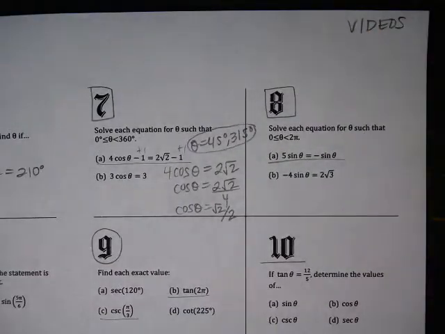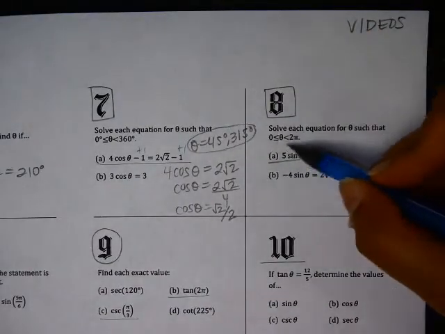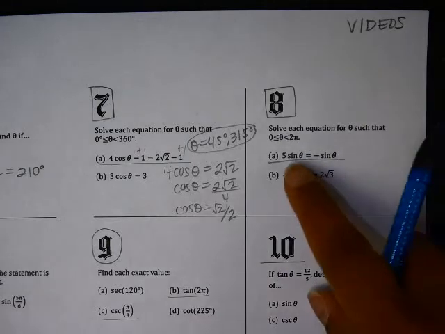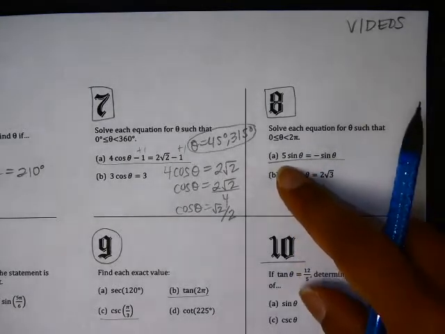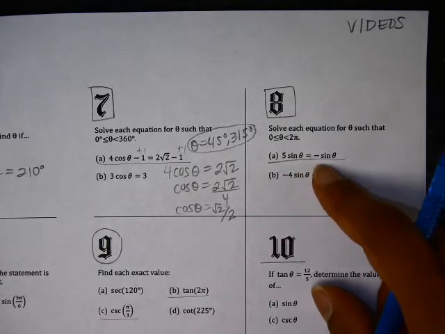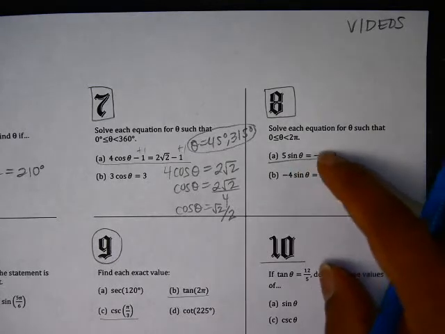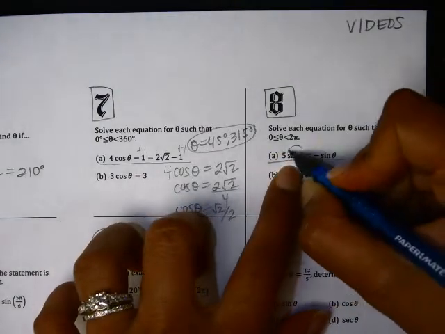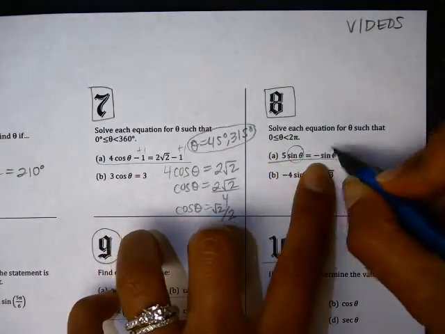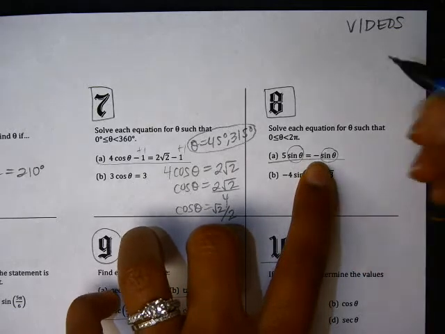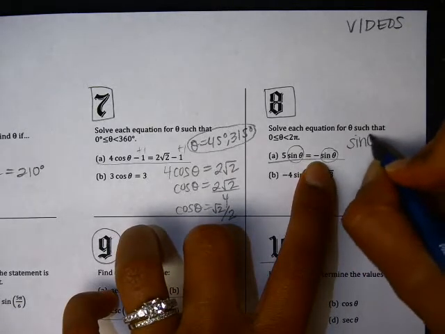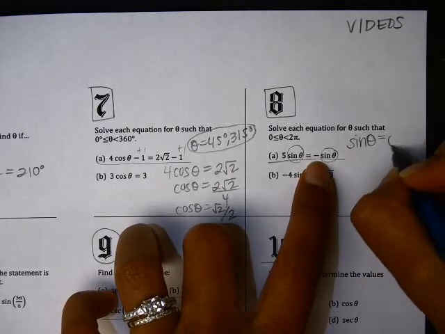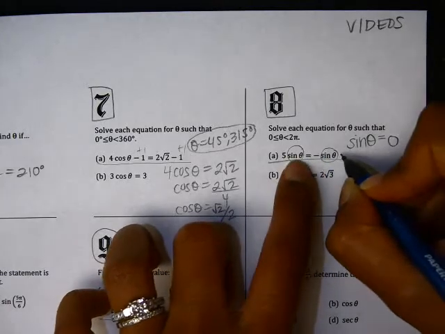On number 8, we're solving for theta in radians, so anywhere from 0 to 2 pi. And in part A, we have an equation 5 times the sine of theta equals negative 1 times the sine of theta. The only time that 5 times the value of sine theta would be the same as negative 1 times the sine of theta is if sine of theta was equal to 0. That's the only time that this equation would ever be true.